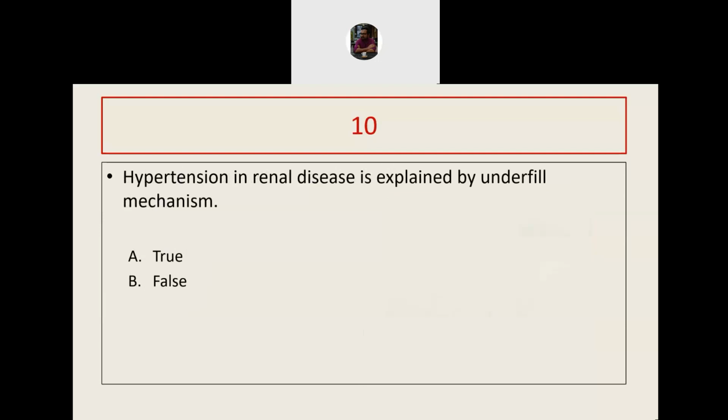Finally, hypertension in renal disease is explained by the underfill mechanism. Is it true or false? Very good. It is false because it is explained by the overfill mechanism.